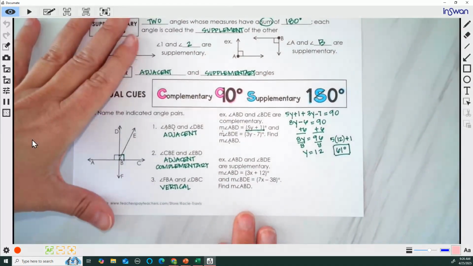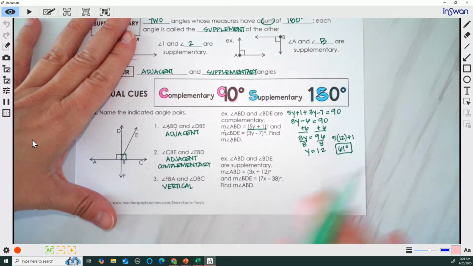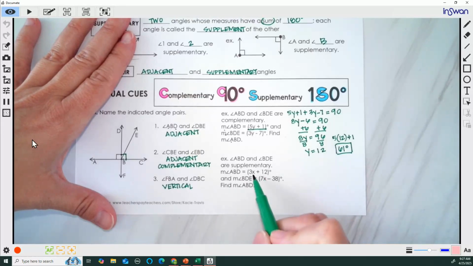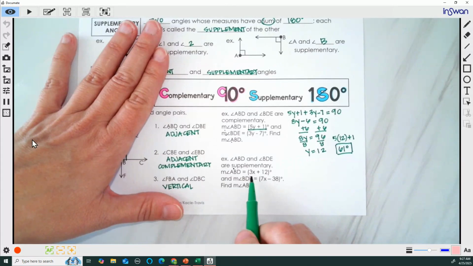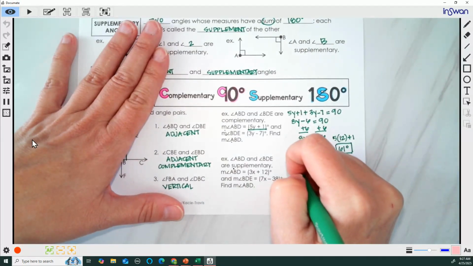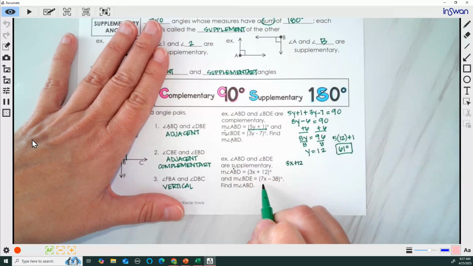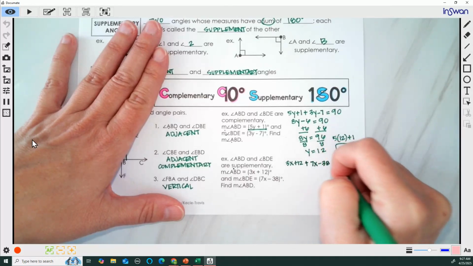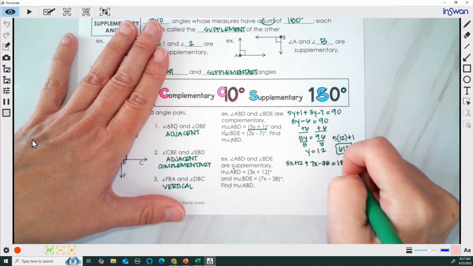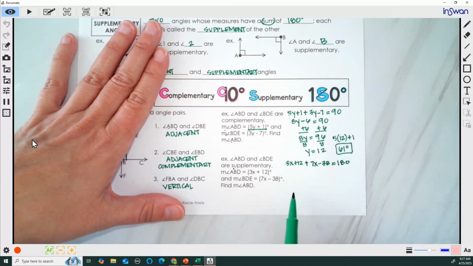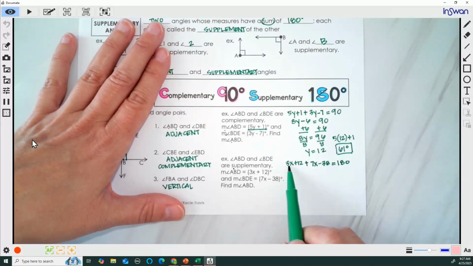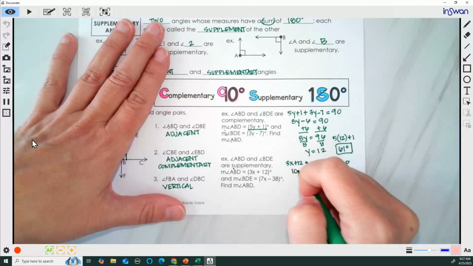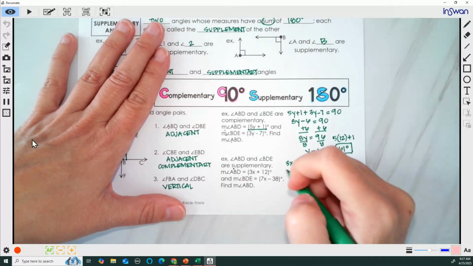All right, last one. Now we've got these two angles, same angles, different problem. They are now supplementary. So I can apply exactly what I did here, except they're supplementary, which means they have a sum of 180 degrees, and different angle measures. ABD is now 3x plus 12. Angle BDE is 7x minus 38. And they have a sum of 180 degrees. Again, we're going to simplify and solve this equation. 3x plus 7x is 10x. 12 minus 38.